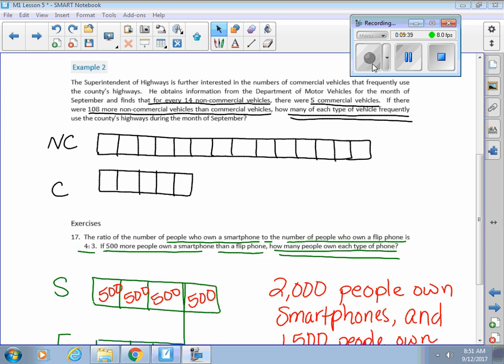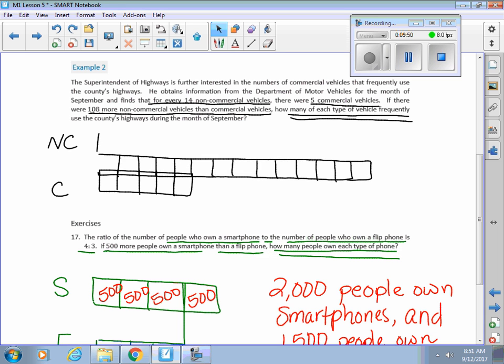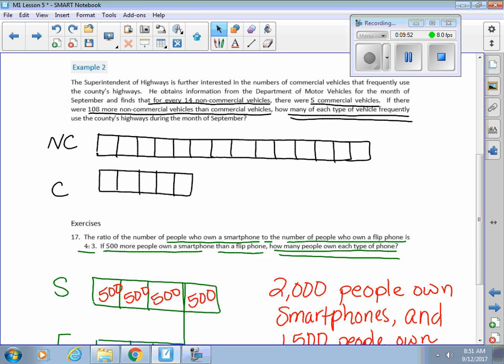Now we have been given one other piece of information that we need to put on here. It says that there were 108 more non-commercial vehicles. Obviously, there's a whole bunch more non-commercial vehicles. There we go. There's a whole lot more non-commercial vehicles, right? All of these are vehicles that represent the amount that's more. So what do I need to label that amount or those units with? Yes. 108. Very good. So all of these units represent 108 vehicles.